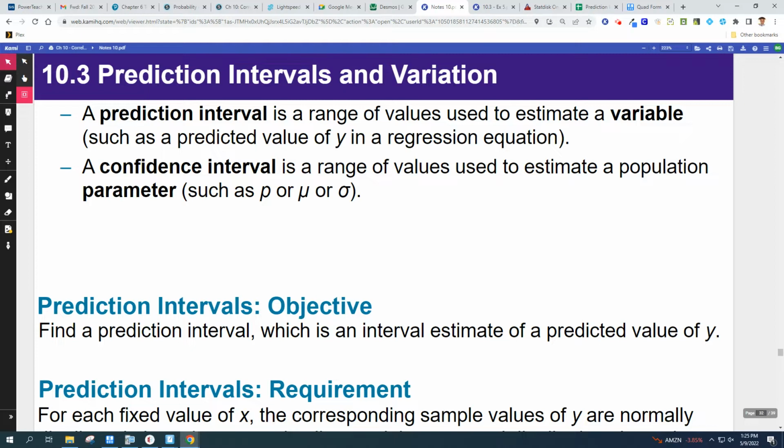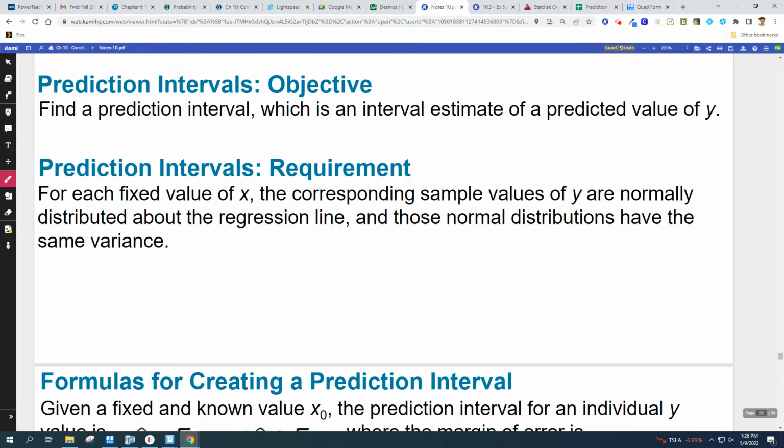10.3 Prediction intervals and variation. A prediction interval is a range of values used to estimate a variable, such as a predicted value of y in a regression equation. Remember, when they're talking about a predicted value, we've got this notation y hat. So y hat is the predicted value, and a prediction interval is just the range of what the answers could be or should be. A confidence interval is a range of values used to estimate a population parameter. We won't really do as much with confidence intervals today as with prediction intervals.